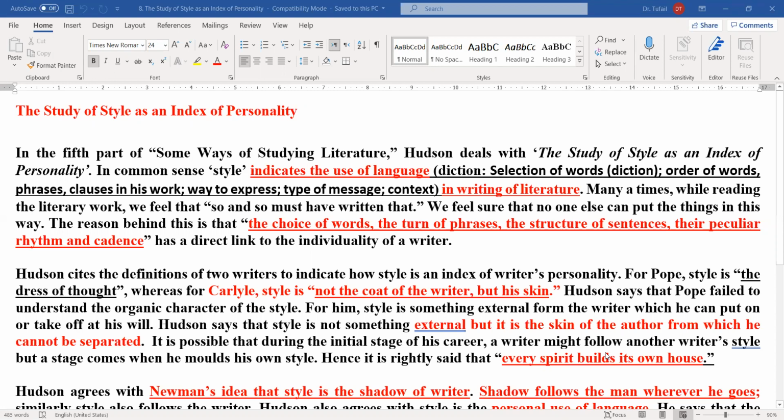The choice of words, the turn of phrases, the structures of sentences, their peculiar rhythms and the cadence.